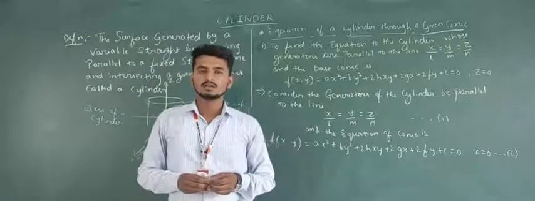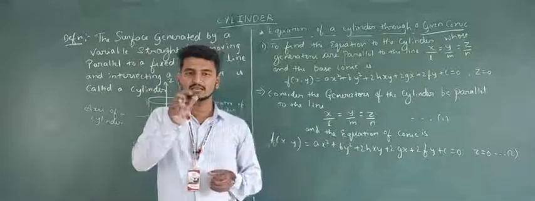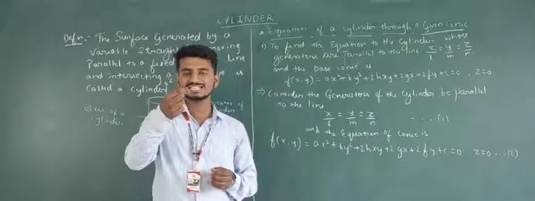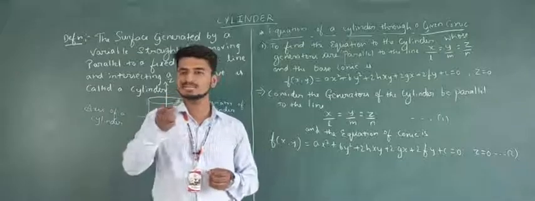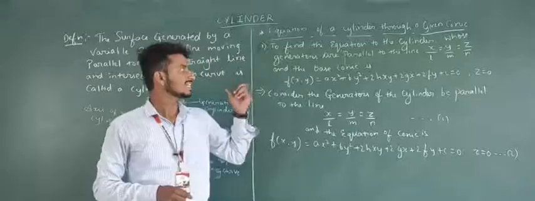So in the online class for the BSc second sem, we have already started the 5th unit. In that we have already seen the two subunits, that is the sphere and cone. So now we will start with the third subunit, that is the cylinder.